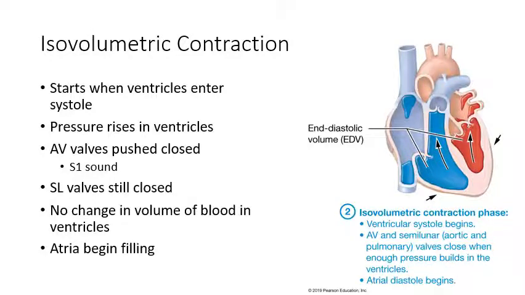As this phase is continuing, the pressure is going to increase in the ventricles as they continue to contract. Once the pressure gets high enough to open the SL valves, then the isovolumetric contraction phase is over. The other thing that happens during this phase is that the atria will begin filling with blood again, but they still will have very little blood in them at this point. Oh, right, and the final thing to note is that at the beginning of this phase, when the AV valves push closed, that's when you have the S1 heart sound.